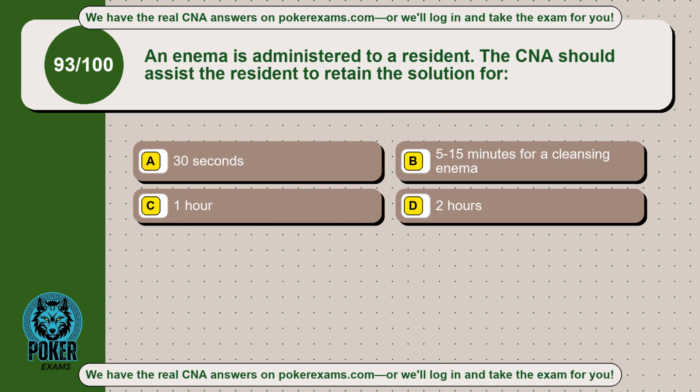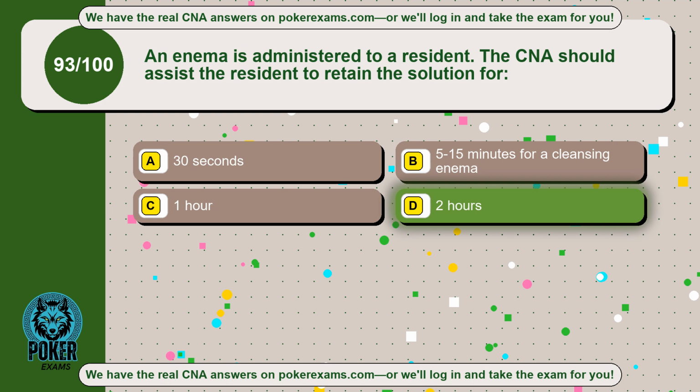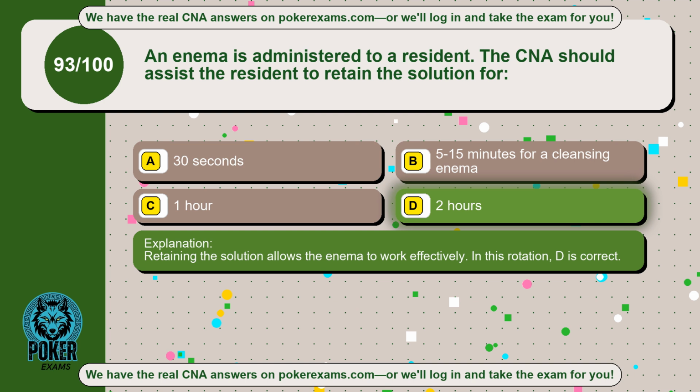Question 93. An enema is administered to a resident. The CNA should assist the resident to retain the solution for: Option A. 30 seconds. Option B. 5 to 15 minutes for a cleansing enema. Option C. 1 hour. Option D. 2 hours. The correct answer is option D. 2 hours. Retaining the solution allows the enema to work effectively. In this rotation, D is correct.